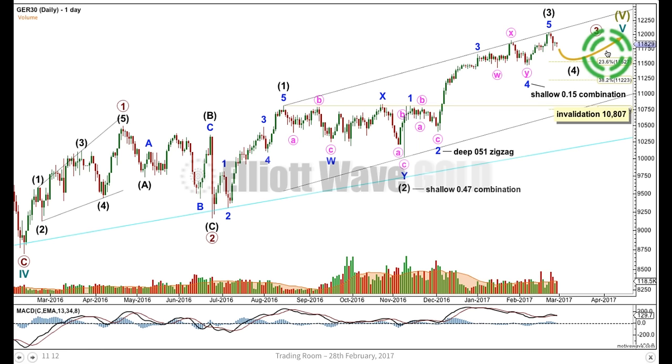for primary 4, or a deep pullback for primary 4, and a final fifth wave up to the final target, which I'd calculate once primary 3 and 4 are over. Intermediate 4 may not move into wave 1 price territory below 10,807. Here's that McGee trend line, and here's how it's got overshoots here at the daily chart level, but it's not properly breached. So that's a pretty good line offering some good support.